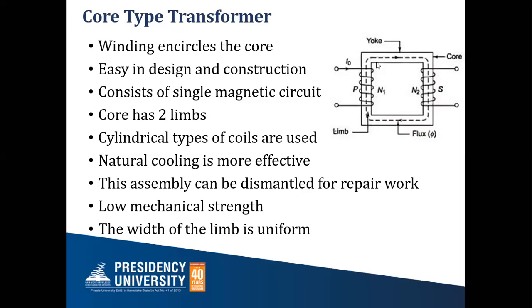This current will produce the flux. The flux will pass from the primary winding to the secondary winding. The current is alternating, so the flux will also be alternating. Alternating means it has two directions: voltage has two directions, current has two directions, and the flux also has two directions. So the flux keeps on changing from positive direction to negative, or negative to positive. First the flux will go in one direction, next the flux will go in another direction.